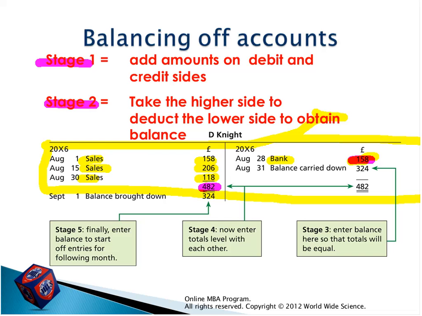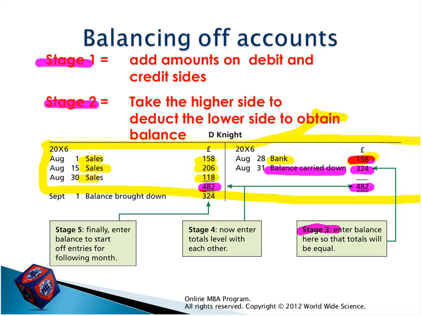So next step, stage 3. Enter the balance here so that the totals will be equal. We must enter the difference amounts between the debit and credit on the bank, which is called balance carried down, which is 324. We put like this. And after that, when we do calculations of the total amount, bank and the balance carried down, we can get the 482, right?